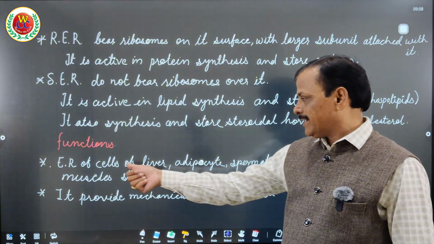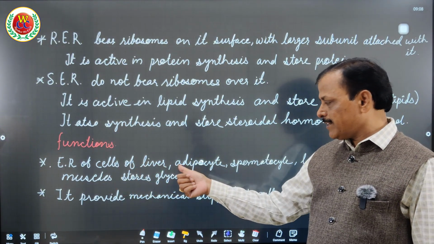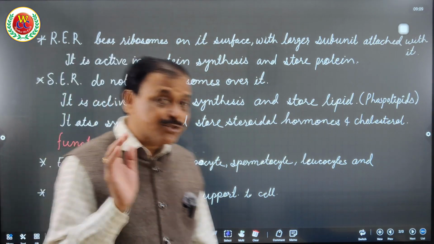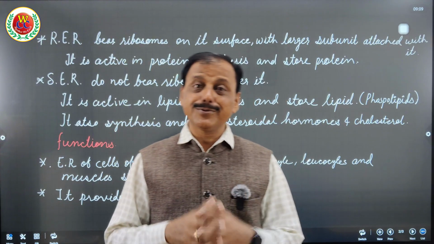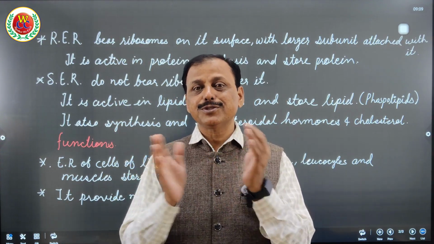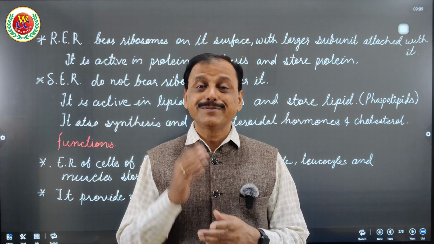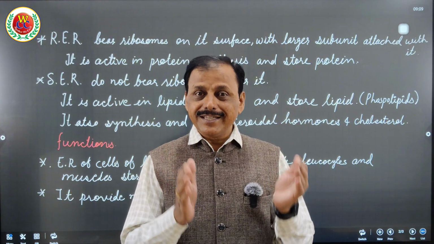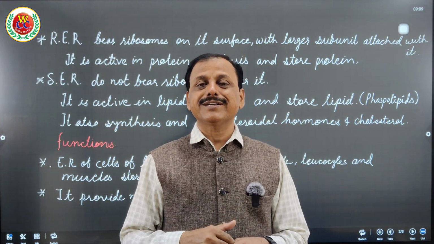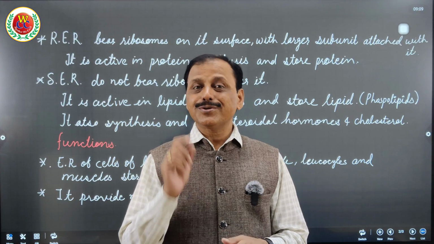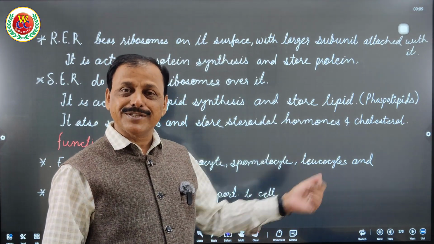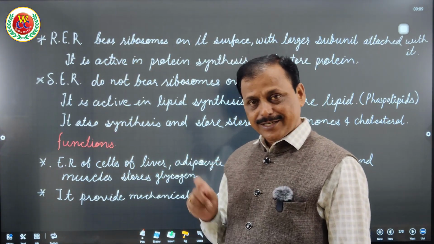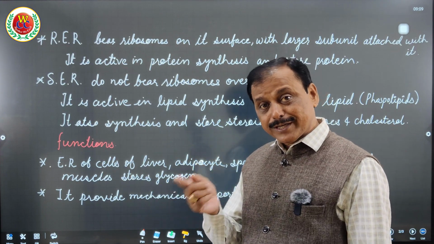Now the functions. The endoplasmic reticulum of cells of liver, adipocytes, spermatocytes, leukocytes stores glycogen. You are well aware that insulin converts glucose into glycogen and stores it in the liver. In which part of the liver? Endoplasmic reticulum. It can be asked in NEET: glycogen is stored in the liver in which of the following organelles? Endoplasmic reticulum. Not only in liver but also in spermatocyte and leukocyte. Please remember that. Glycogen is stored in the endoplasmic reticulum of these cells.